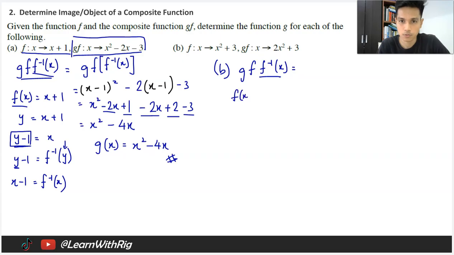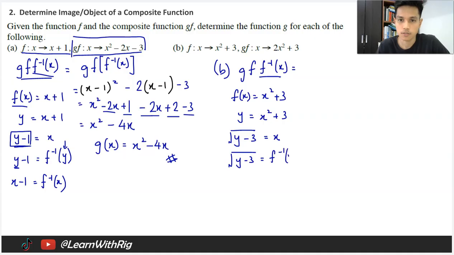So f(x) equals x squared plus 3. Now you're going to make this in terms of y. So f(x) equals y, so y equals x squared plus 3. Now shift everything to the left. So y minus 3 and square root, you should get x. Okay, so this is your inverse function, f inverse of y. So if you want f inverse in terms of x, it's going to be the square root of x minus 3.